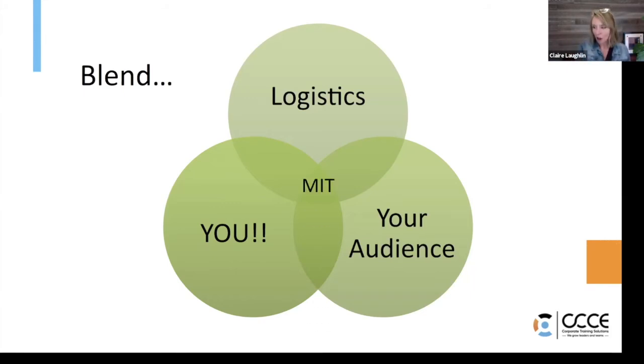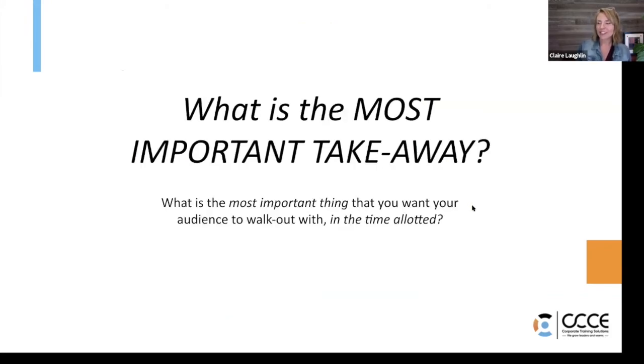Okay. With all of that together, that's where you come up with your most important takeaway. The MIT is the most important takeaway. So I'm going to introduce this concept briefly, but then we're going to take a break and we'll come back and we'll work with it a little bit. Okay. Because we need a proper break here. So the most important takeaway, it's like the one thing. It's the statement of like, what's in this time I have, what's the most important thing that I want my audience to walk out with? Okay. What are they walking out of here with?